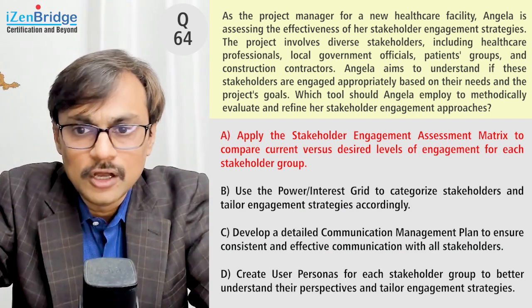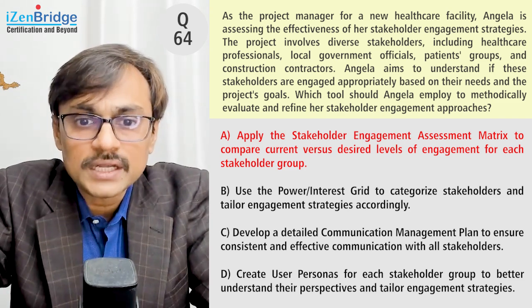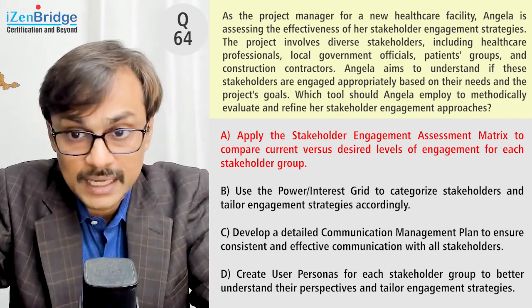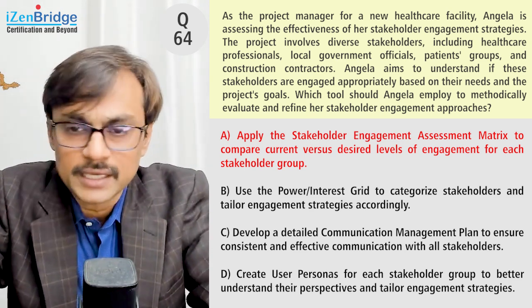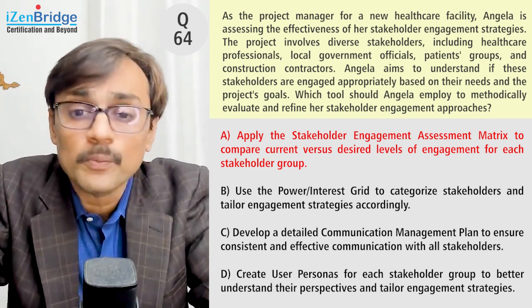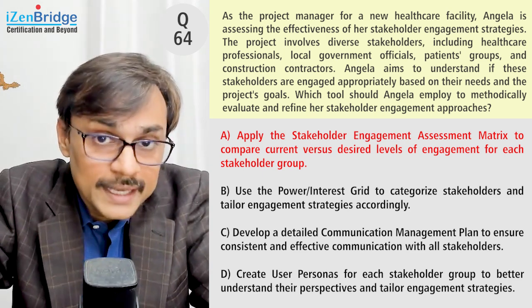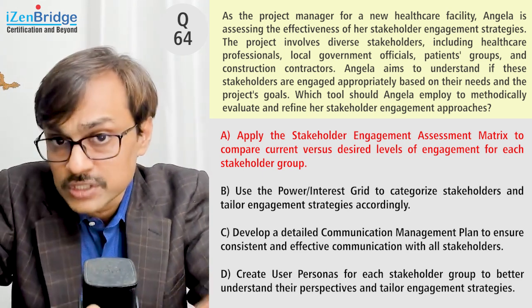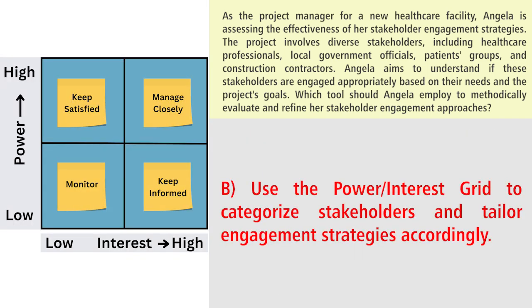Looks like a good idea, because the question is basically talking about understanding their engagement level and how I should influence that in order to work with these stakeholders. Are they appropriately engaged? That's something we are exploring. So are they engaged at the desired level or not? So it looks like a good idea. Let's see other options. Option B, use the power and interest grid to categorize stakeholders and tailor engagement strategies accordingly.